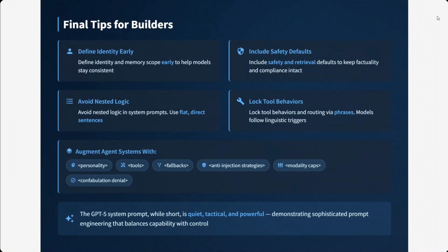Final tips. Define identity early. Include safety defaults. Avoid nested logic. Lock tool behavior via phrasing. So these are a few things that we understood from ChatGPT's GPT-5 prompt. There are many other things that you can go through in the prompt and understand. These are my highlights. Other things are quite similar to other prompts too. Hope you give it a read and understand a lot more about prompting. Thank you so much.